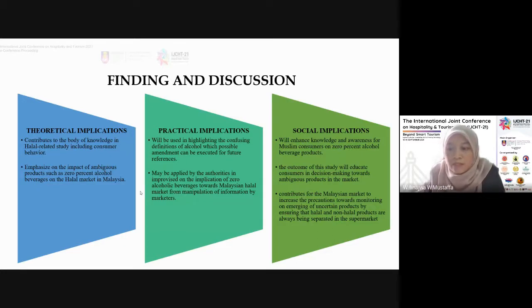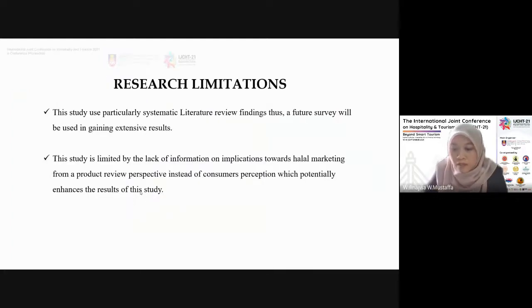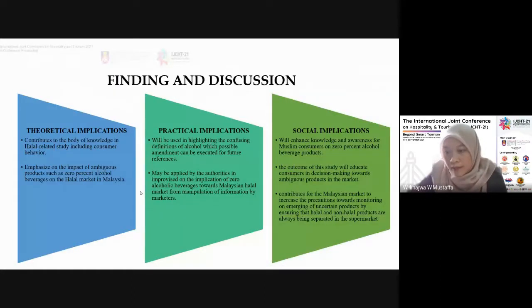Okay, so this paper contributes to the body of knowledge in halal related study, including consumer behavior. Apart from that, this study also highlights the impact of ambiguous products such as 0% alcohol beverages on the halal market in Malaysia. For the practical implications, findings from this study can be used in highlighting the confusing definitions of alcohol, so that possible amendments can be made for future references. On the other hand, the result of the study may be applied by the authorities to improve on the implications of zero alcoholic beverages to the Malaysian halal market from manipulation of information by marketers.